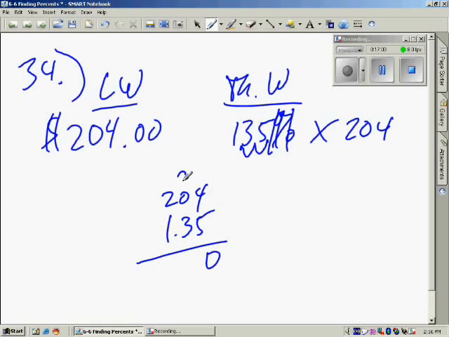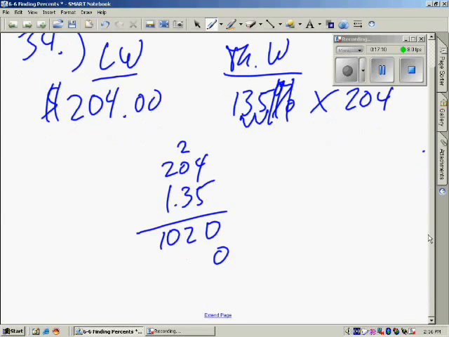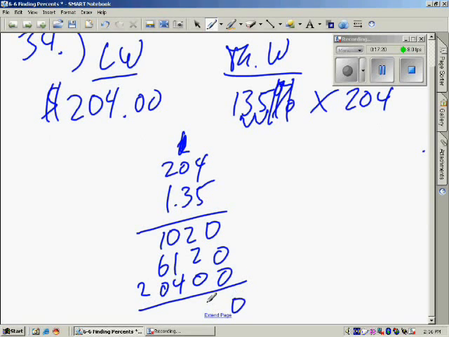Let's see what that is. 5 times 4 is 20. 5 times 0 is 0, plus 2 is 2. 5 times 2 is 10. Let's put a 0. And 3 times 4 is 12. And that goes 1. 3 times 2 is 6. Put 2 zeros now. 4, 0, 2. Let's add them together. 0, 4, 5, 7, and 2. How many numbers behind the decimal in the problem? 1, 2. So there's 2 there in the answer.